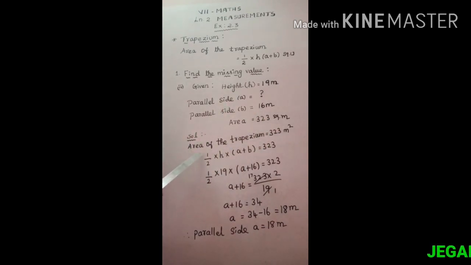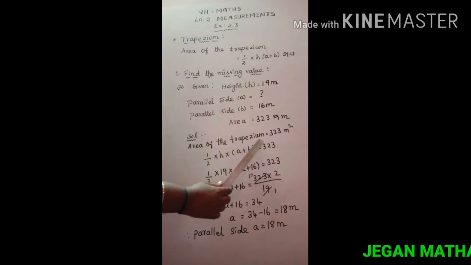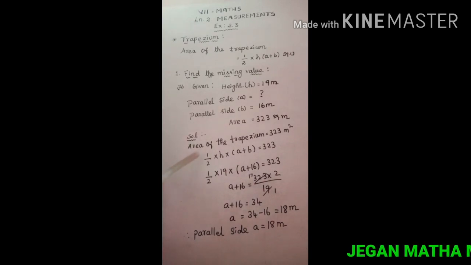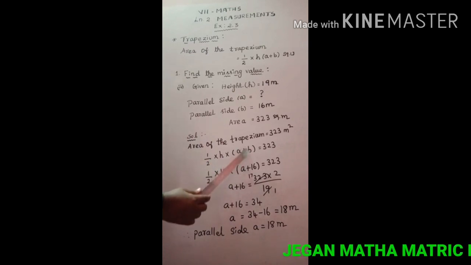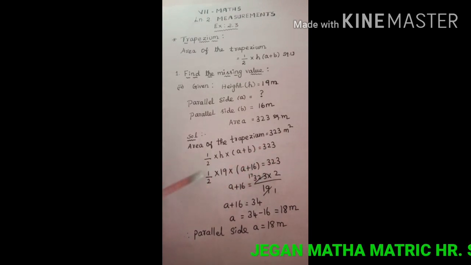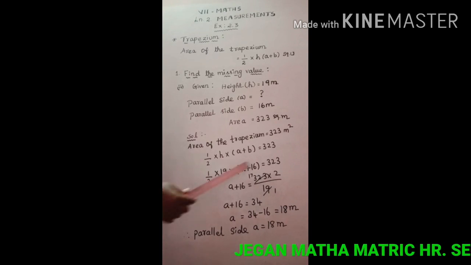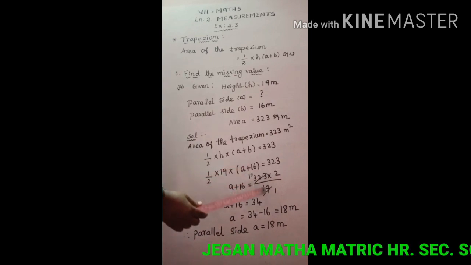Using this formula, 1 by 2 multiply with height multiply with the sum of the 2 parallel sides A plus B is equal to 323. Here we substitute the value of height: 1 by 2 multiply with 19 multiply with (A plus B, where B is 16) is equal to 323. Here the division number 2 goes to that side in multiply. The multiply number 19 goes to that side in division.